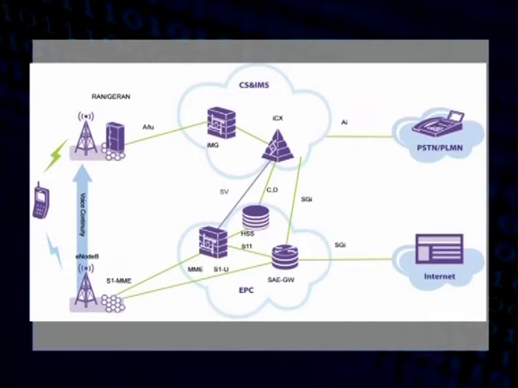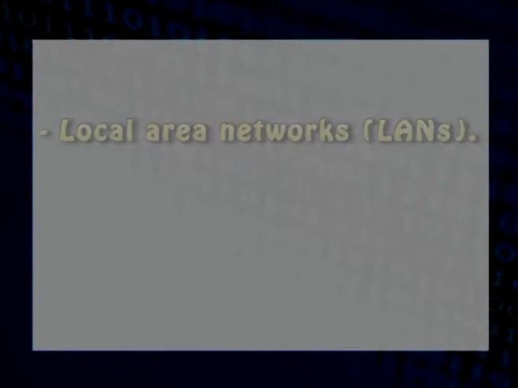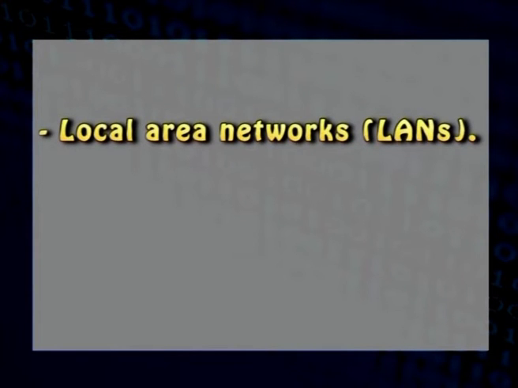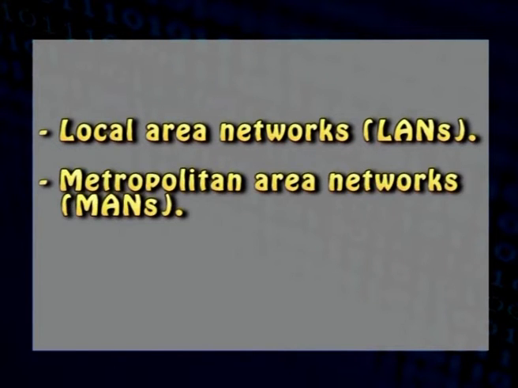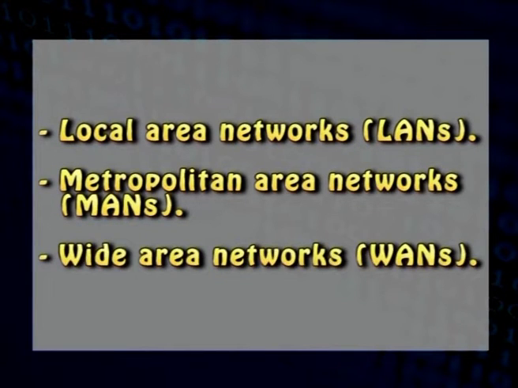Different types of networks exist. These networks can be categorized using one or more technical attributes. One common attribute used to categorize networks is geographic area. The three most common types of networks in terms of geographic area are: first, local area network (LAN), second, metropolitan area network (MAN), and third, wide area network (WAN).